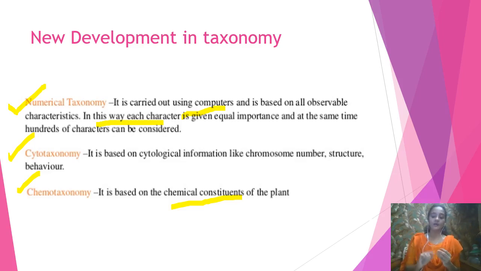So we have the artificial system of classification, then comes the natural system of classification, and finally the most accepted one is the phylogenetic system of classification, where we take into consideration the evolutionary relationship. And the new developments in taxonomy are numerical taxonomy, cytotaxonomy, and chemotaxonomy. Okay, I think it's clear for everyone. Let's go to the next part, that is how the plants have been classified.